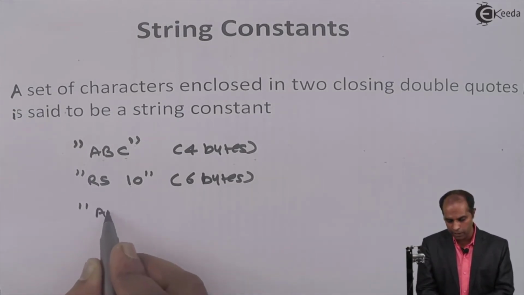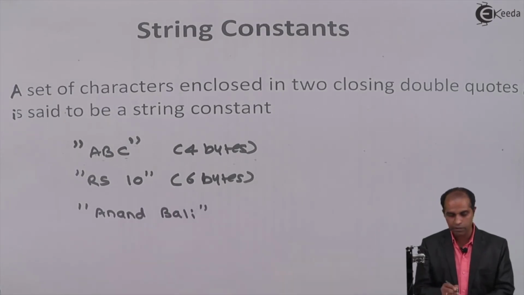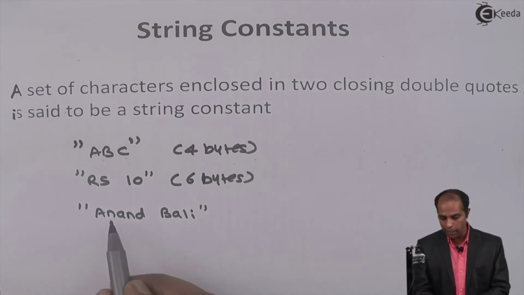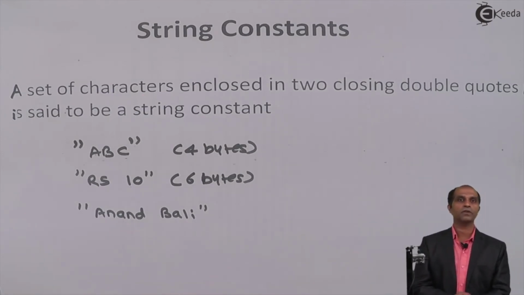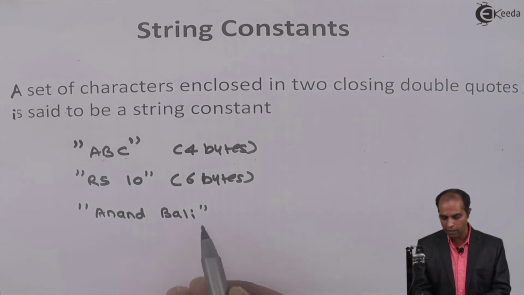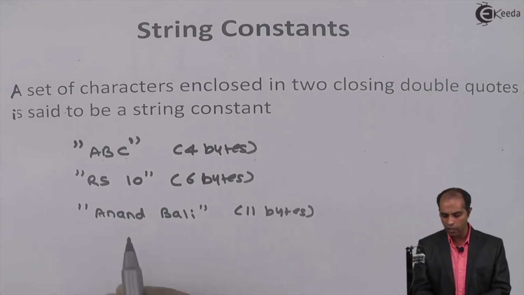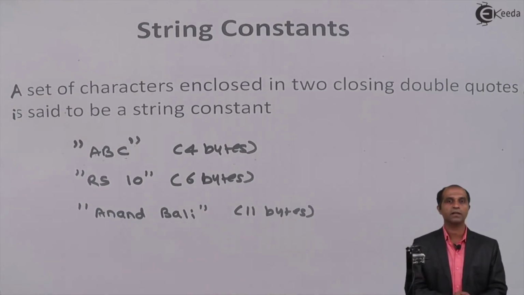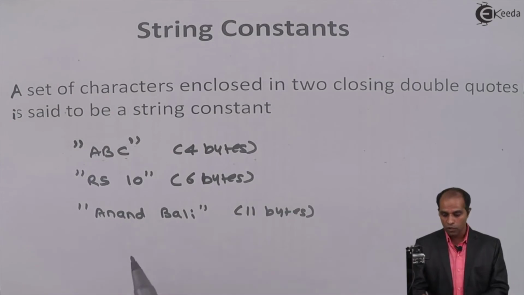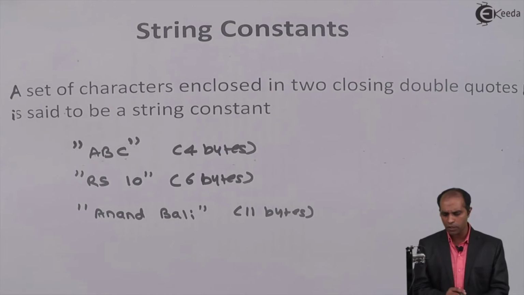For example, let me write a name. I'll say Anand Bali. Yes, you guessed it right, this is my name. So my name can be said to be a best example of a string constant. Now it contains 1, 2, 3, 4, 5, a blank space 6, 7, 8, 9, 10, which is 11 bytes. We can accommodate this set of characters as a string constant. So a blank space is a character itself. Now the question comes, what is that additional byte used for?